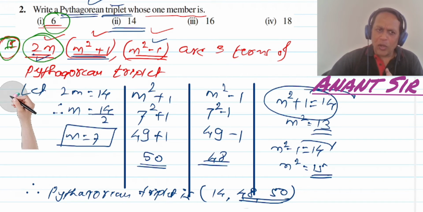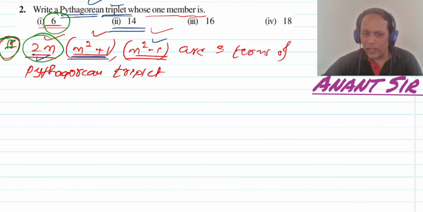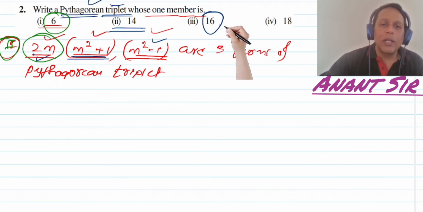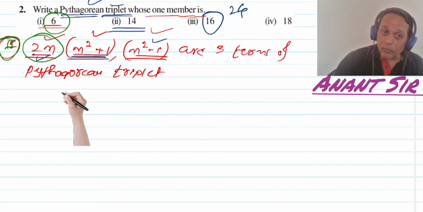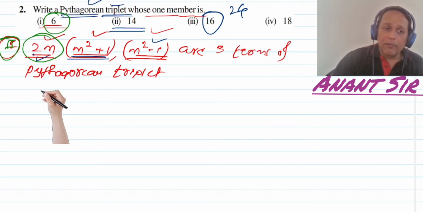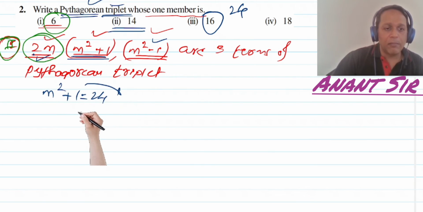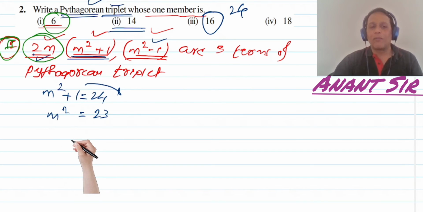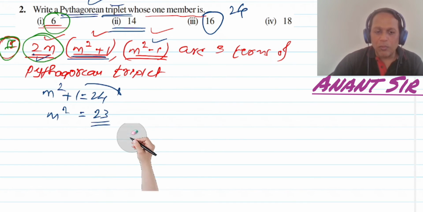So I think you will be able to solve the other two questions, but we are going to solve it here only. Okay, don't worry. What if in place of 16, it was 24? How can we solve this then? If it is 24, let's take m square plus 1 as 24, then plus 1 will become minus, m square equals 23. But again, 23 is not a square of any number. So this is not possible.